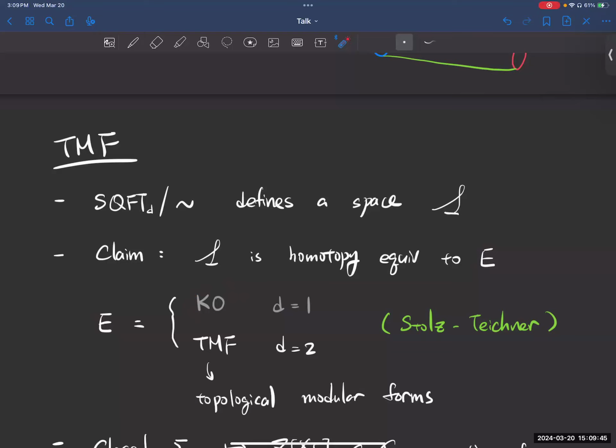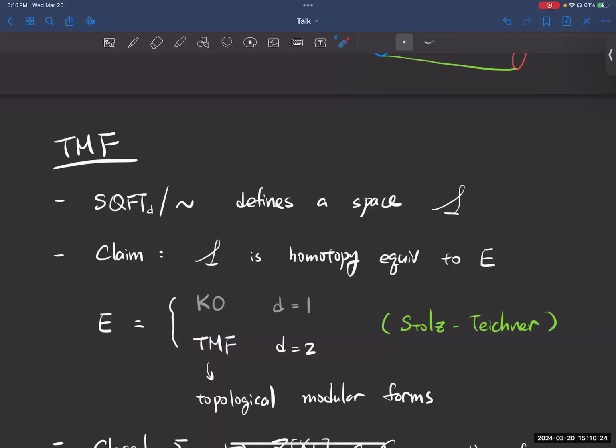So that's not the main focus here. We're focusing on d equals 2. And the claim is that the space S is homotopy equivalent to, think about it as a topological space, what's commonly known as topological modular forms. But being more careful, I don't necessarily want to think about this TMF as just an abbreviation. I'm talking about a topological space, or more precisely, some spectrum. Good.